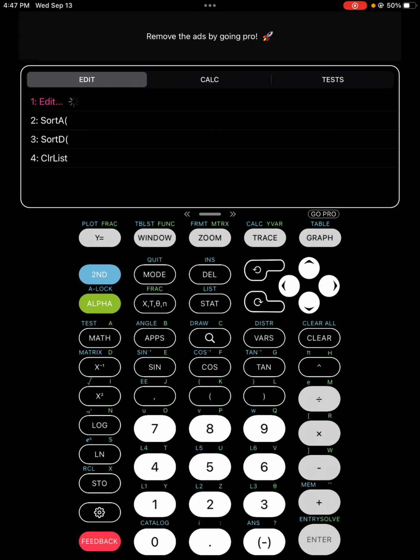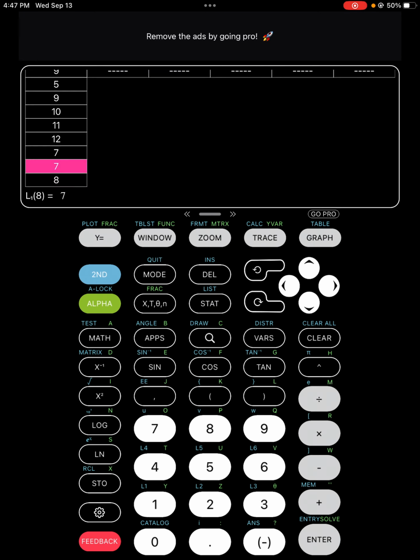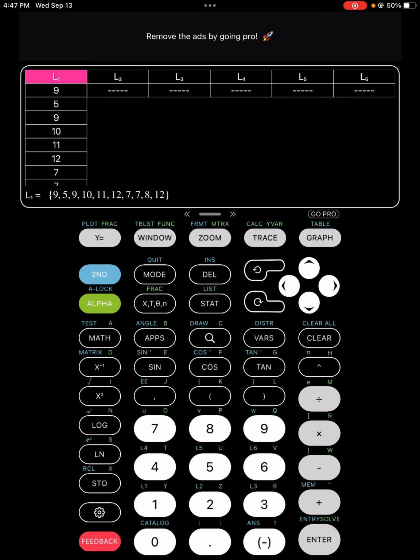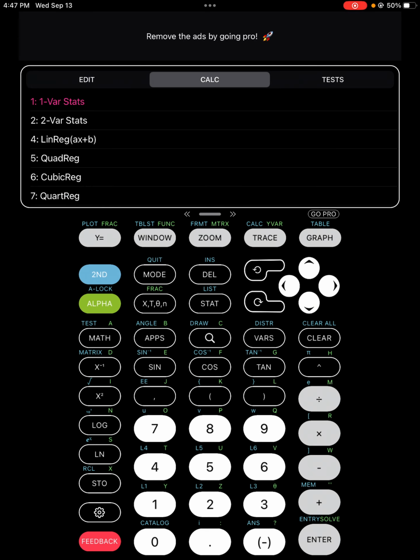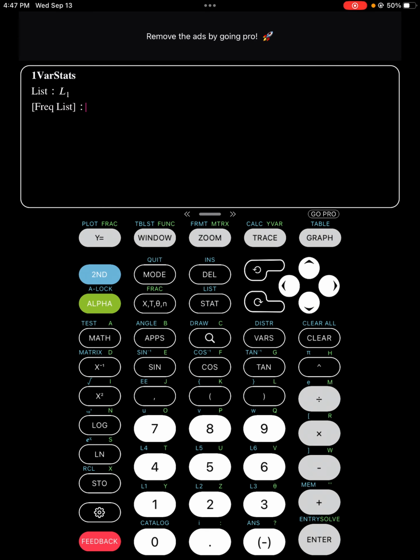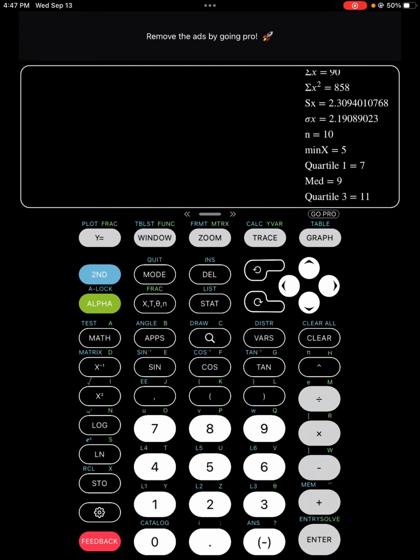Hit stat, enter for edit. And I already populated L1 with this data set. All right, I cleared it out and then put in this new data set. Hit stat, over to calc again, one variable statistics, just like the previous question.